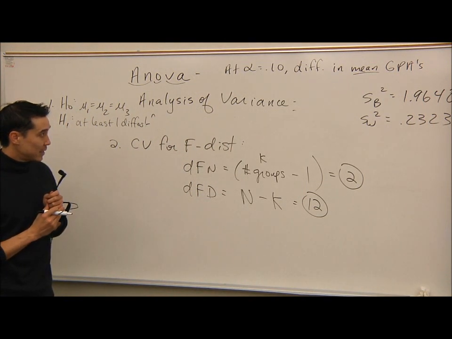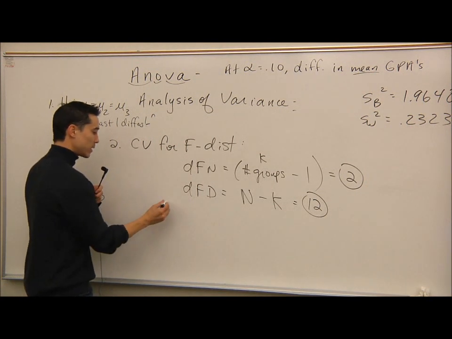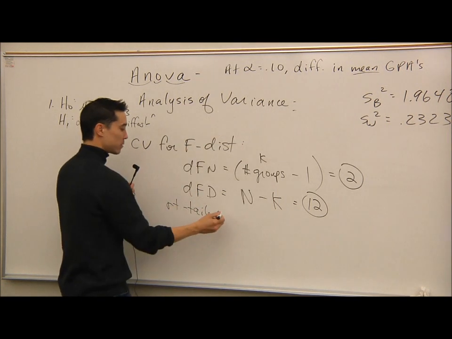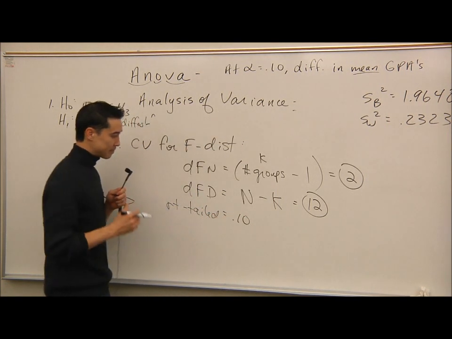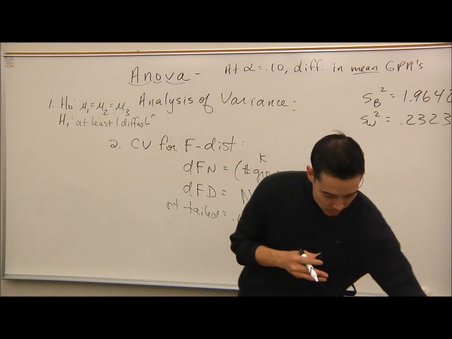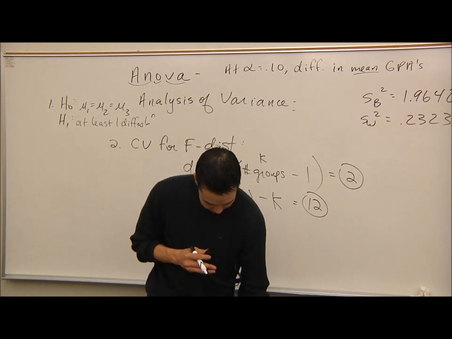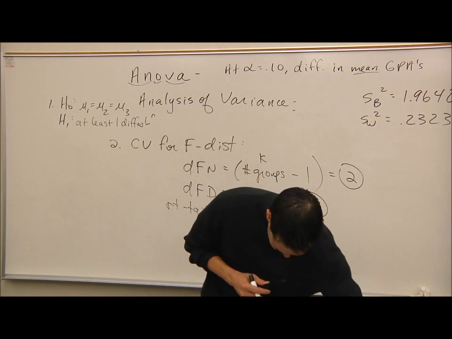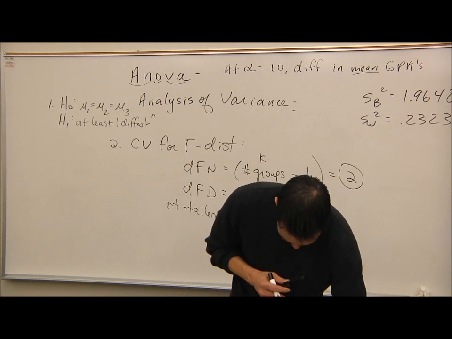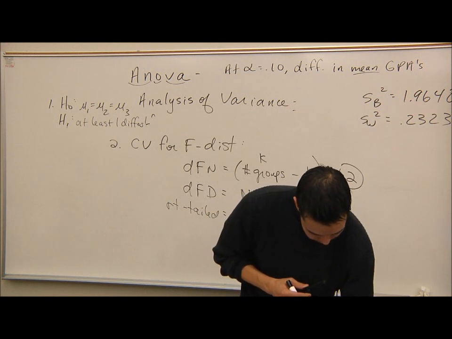All right, and then for the F, in this problem, it's a right tail test. So put all the area of 0.10 in the right tail. Okay? All right, so we're looking at our F charts. We're going to go to alpha .10, and I'm looking for a DFN of 2 and a DFD of 12.